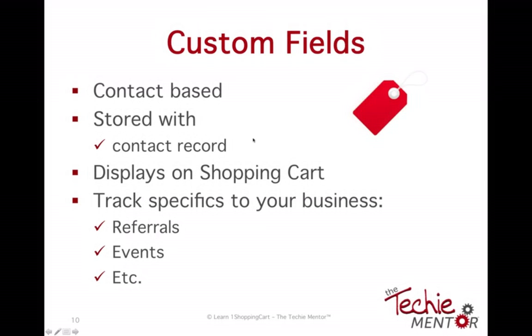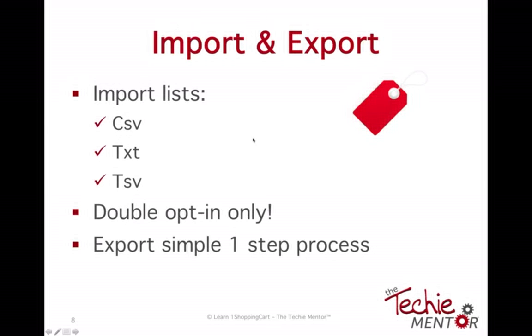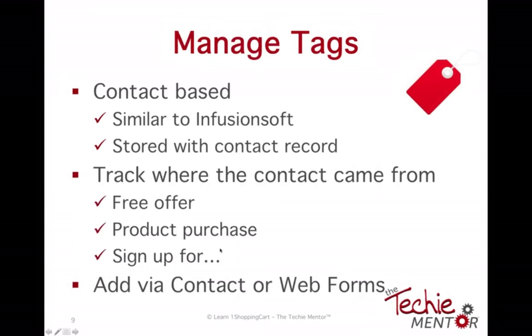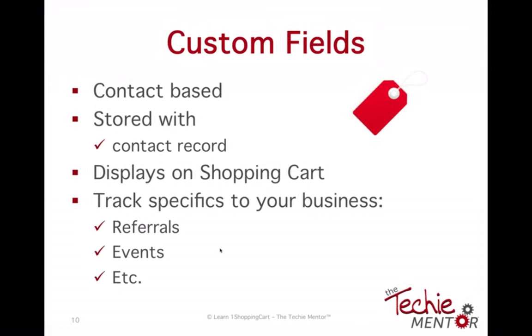All right, so that's your contact list. So real quick, we talked about custom fields. If I go back up here, we talked about import, export. Remember, if you're importing, it has to be one of these 3 file types, and you're double opt-in only when you do an import. I would export, easy, one simple step. We did tags, and we talked about custom fields, different ways that you can do them, but basically it's to track specifics to your business, whatever it is.